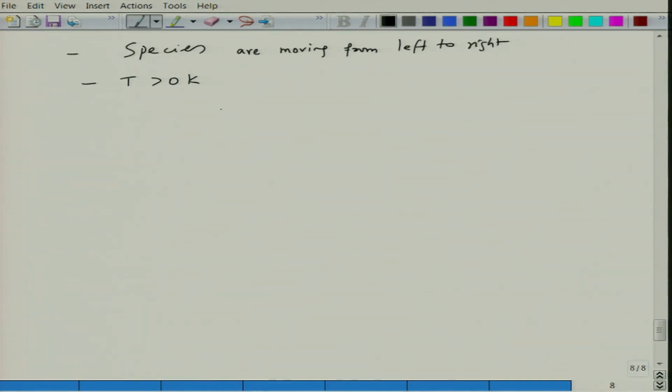So, when the temperature is greater than 0 K, which means there is a random oscillation also, right. Random oscillation of species, because when your temperature is greater than 0 K, the atoms or molecules will vibrate. As a result, there will be a probability of rightward movement, there is a probability of leftward movement as well, which is basically true for any solid.